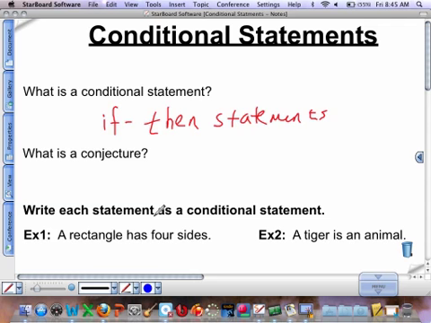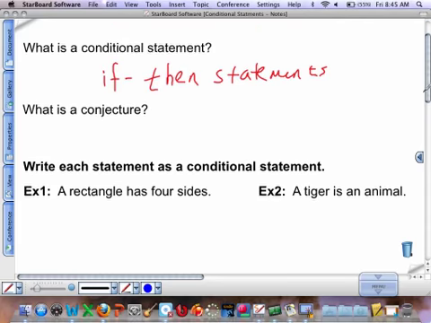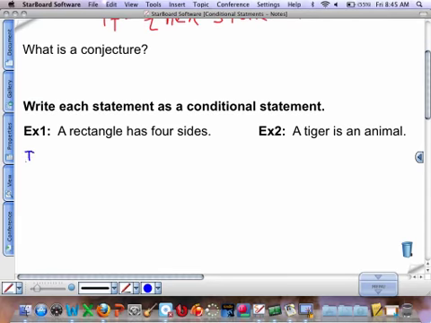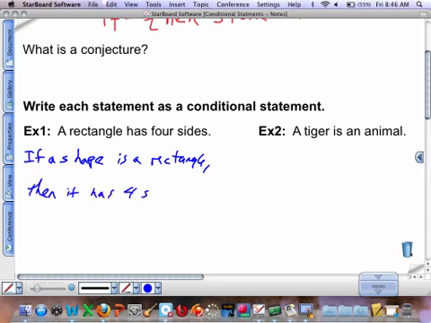Alright, so back to example 1. A rectangle has 4 sides. How would I write that as a conditional statement? Raylan? If the shape is a rectangle that has 4 sides. There we go. So if a shape is a rectangle, then it has 4 sides. Alright. That actually wasn't too bad for writing our first if-then statement. That's fairly easy.